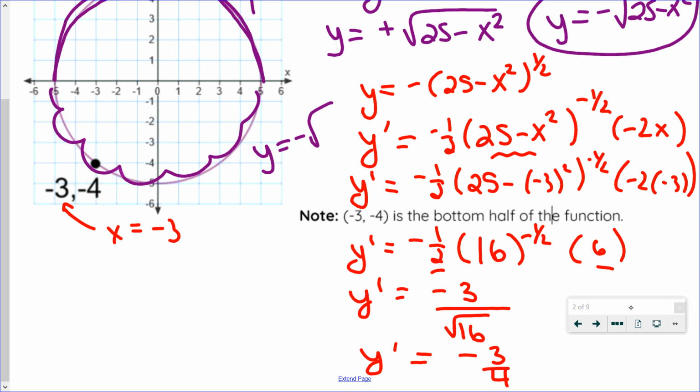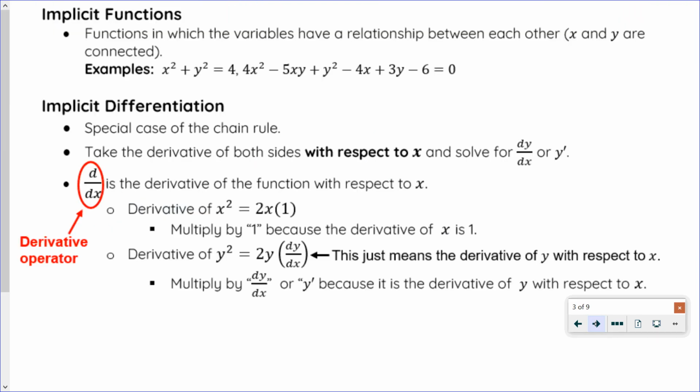So what is implicit? Well, an implicit function is a function where the variables have a relationship between them. So the x and the y are connected, just like that last question that we saw. Now I could write it explicitly, but I could also leave it implicitly. Implicit differentiation is just a special case of the chain rule. What you're going to do is take the derivative of both sides with respect to x, and then solve for dy by dx or y prime.